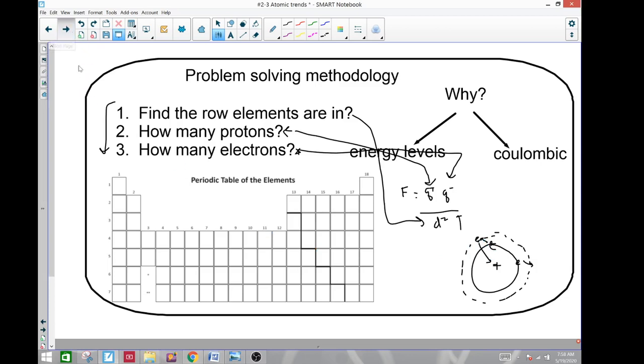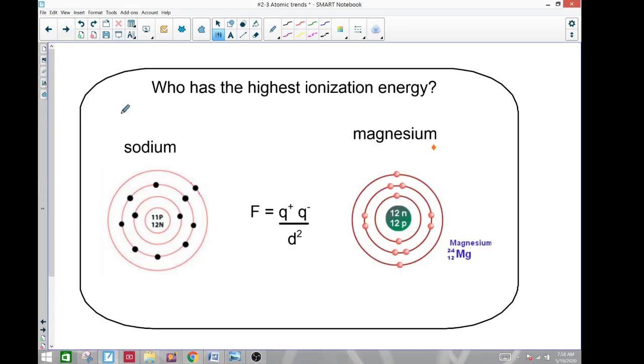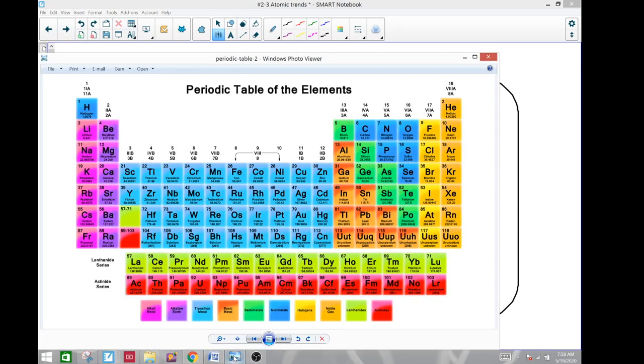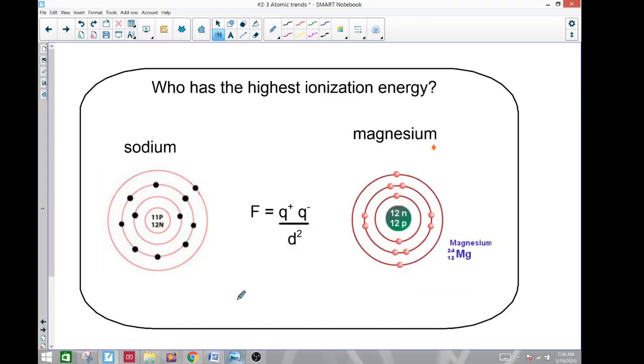All right, so who has the highest ionization energy? So let's walk through our process. First is energy levels. So you could find them on the periodic table. This is sodium, magnesium. All right, so I got a periodic table right here. We got sodium right here. We got magnesium right here, and they're both in the same energy level. So that's 1, 2, 3. So they're both going to be in the same energy level. So that's step 1. Okay, that didn't help me out any.